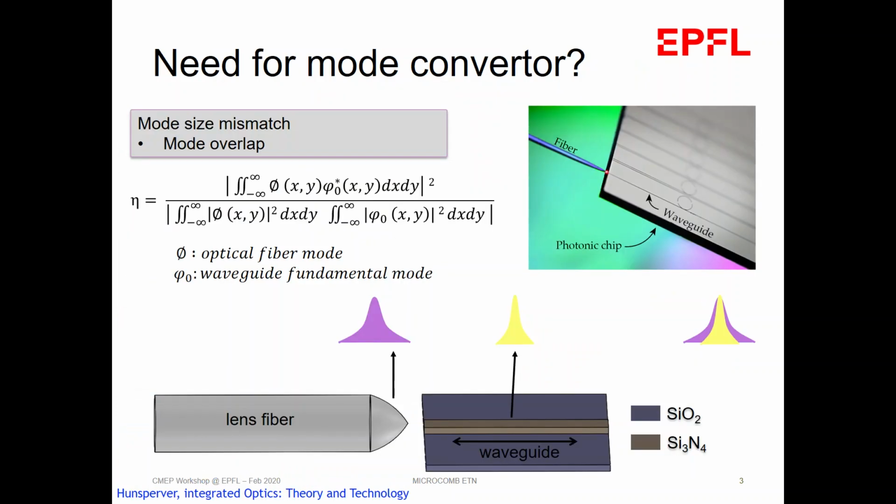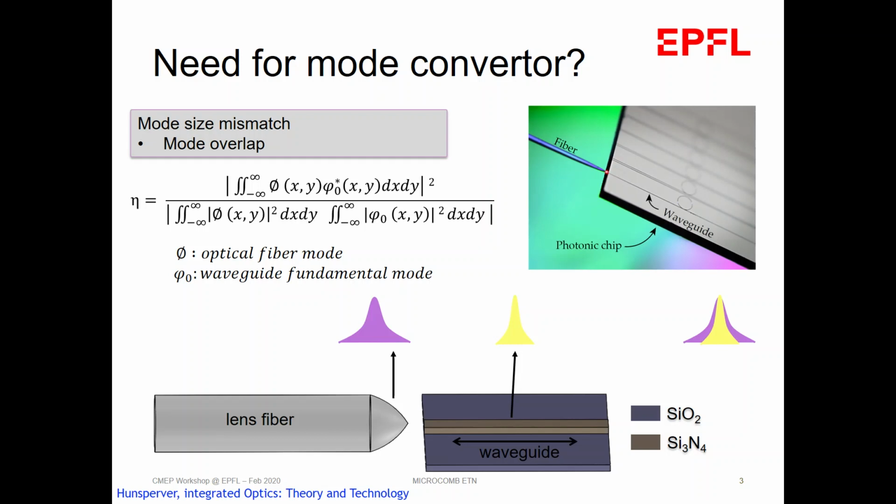But why is there a need for a mode converter? Most of the platforms that I already showed you in my last slide have a high index, let's say more than 2 or 2.5. So the contrast between the cladding and core is more than 0.5. It means they are high index contrast materials, and the mode is confined very well inside this waveguide.